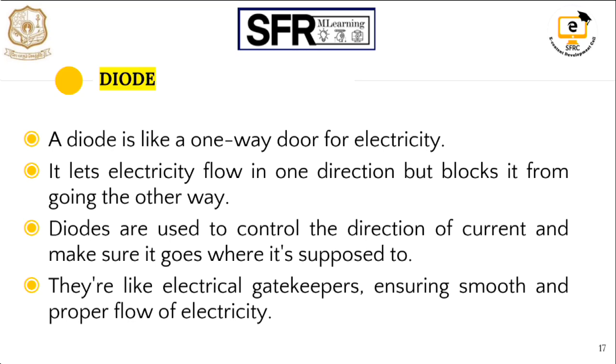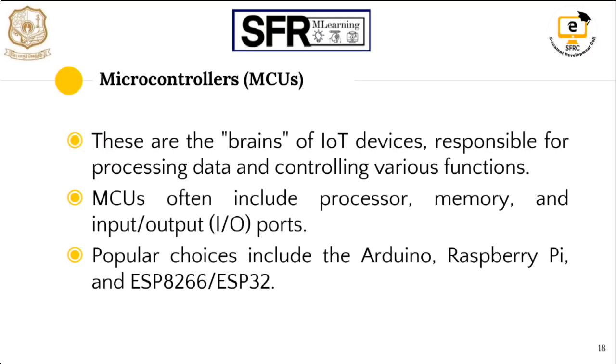Once we understand all these five, transistor, resistor, capacitor, transformer and diode, the next step is we can move towards microcontrollers. Actually, the microcontrollers are the brains of IoT devices, kept in between the sensors and actuators.